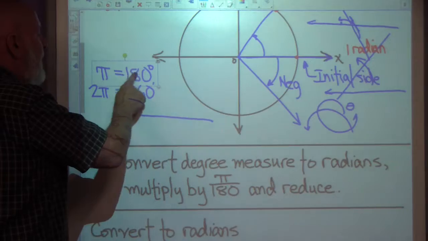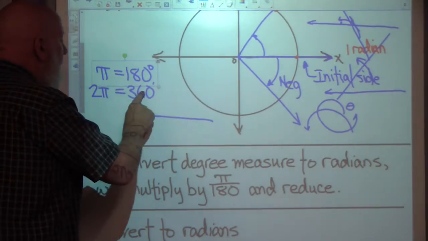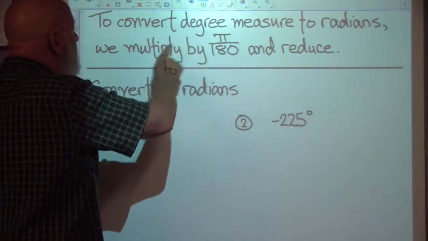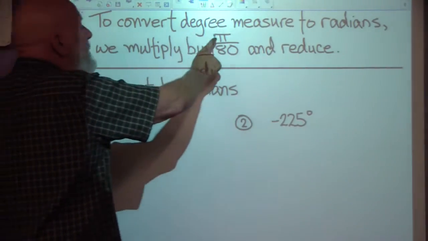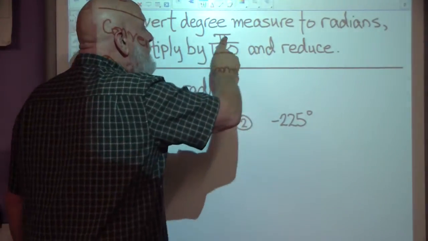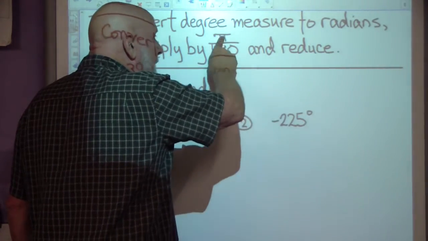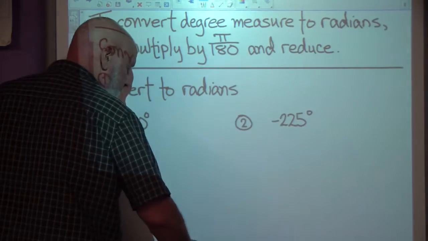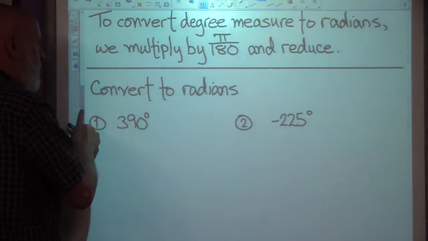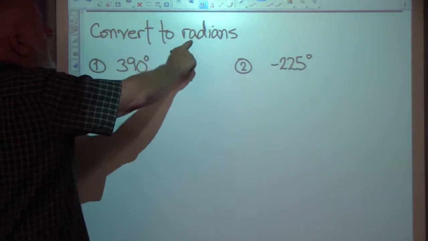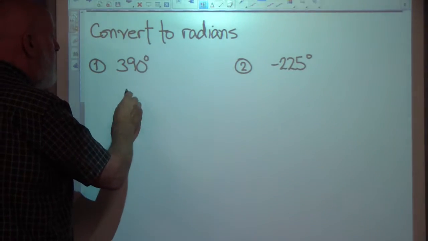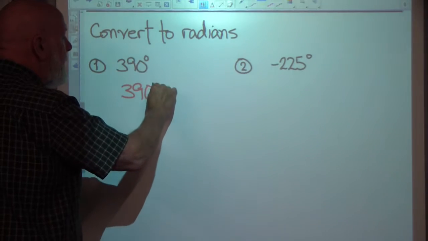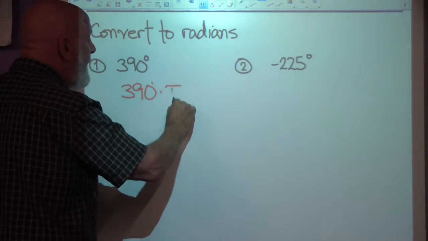Bearing in mind that pi radians is 180 degrees, 2 pi radians is 360 degrees, we're going to convert degree measures to radians, and we do that by multiplying our degree measure by pi over 180, that's just a fancy form of 1, and then we reduce. It's pretty simple. So here we go. I'm going to convert to radians. I have 390 degrees. I want to convert this to radians because I'm told to. So I'm going to multiply by pi over 180.